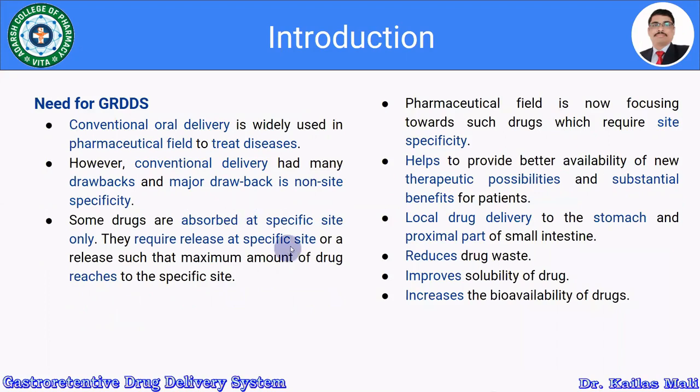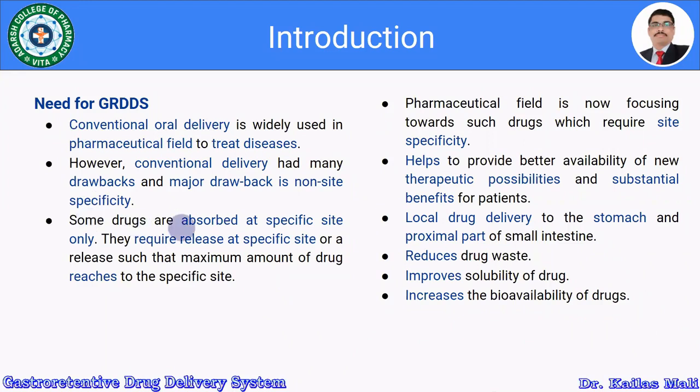So what is the need for the gastroretentive drug delivery system? Conventional oral delivery is widely used in the pharmaceutical field to treat diseases. However, conventional delivery has many drawbacks, and the major drawback is non-site specificity. It doesn't have any specificity. It is not possible to target the stomach, the small intestine, or the colonic region. That is the main thing related to conventional oral delivery.